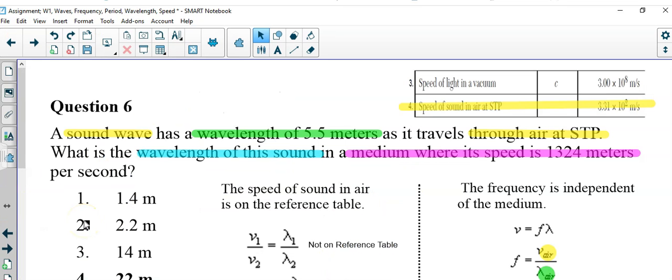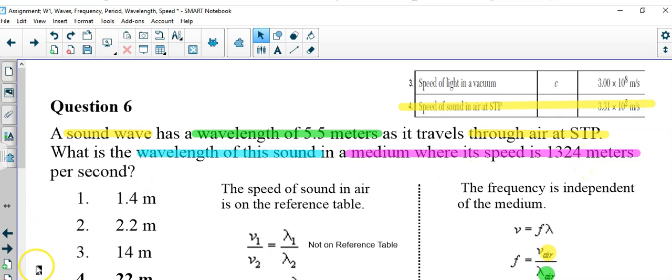In the last video, we left off with question 5, so we're going to pick up with question 6, which says, a sound wave has a wavelength of 5.5 meters as it travels through air at STP. What is the wavelength of this sound in a medium where its speed is 1324 meters per second? So we note that we're dealing with a sound wave, and I have extracted part of the reference table for you, so you know that a sound wave in STP has a speed of 3.31 × 10^2 meters per second. They give you the wavelength, that's here in green, and they want to know what is the new wavelength in another medium where its speed will be 1324 meters per second.